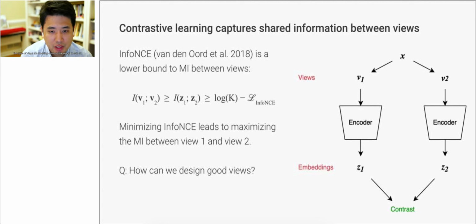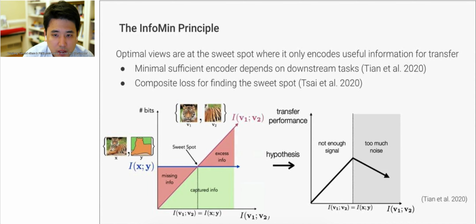And recall that the types of views are modeling choices that we can decide on, as we have seen in contrastive learning methods where augmentations are crucial for the performance. A question that naturally follows is, how can we design good views? Yonglong Tian and others in Phillip Isola's group studied this question and introduced the InfoMin principle. To perform well in transfer learning, we would want our model to capture the mutual information between the data X and the downstream label Y, shown on the slide as I(X;Y). If the mutual information between the views is smaller than I(X;Y), the model would fail to capture useful information for the downstream tasks. Meanwhile, if the mutual information between the views is too large, it would have excess information that is unrelated to the downstream task. So the transfer performance would decrease due to the noise.